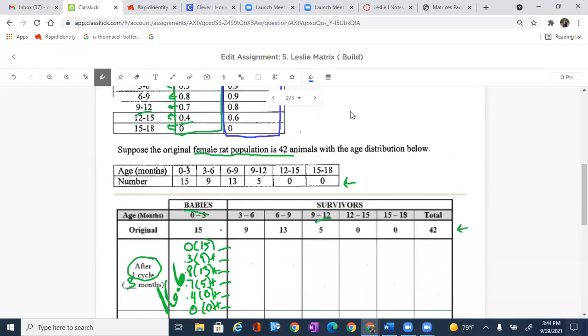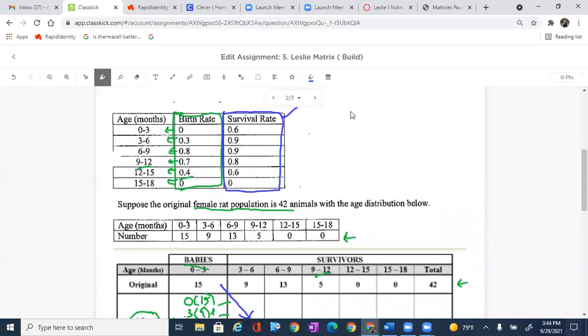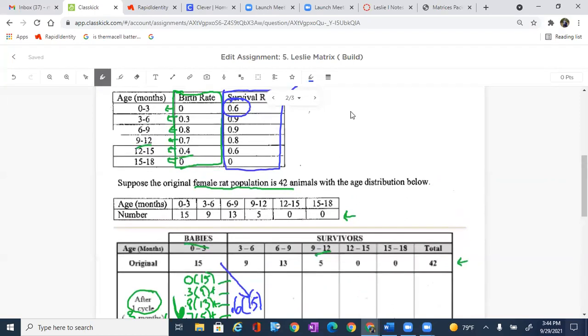Well, what we know is there are 15 original babies, and out of those 15, some of them are going to become 3 to 6 months old. Well, in this case, 0.6 of them will. So there's a 0.6 survival rate times those 15. Then what we're going to do is we're going to do the exact same thing. We're going to keep working it down.